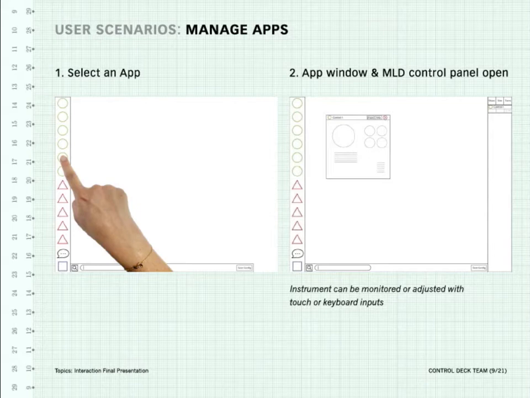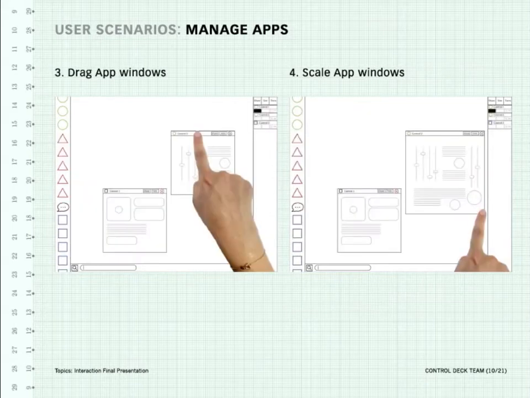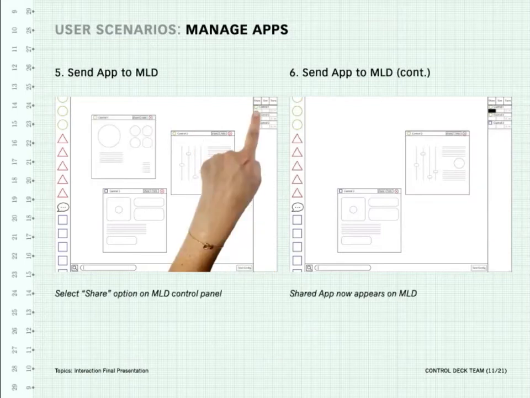First, we will explain how to manage the apps. Apps are located to the left of the screen. The app window will pop up on the dashboard. The multi-layer display control panel will also appear on the right. User can adjust app sizes and scroll up and down to find the app they want. User can control the multi-layer display screen by the control panel.